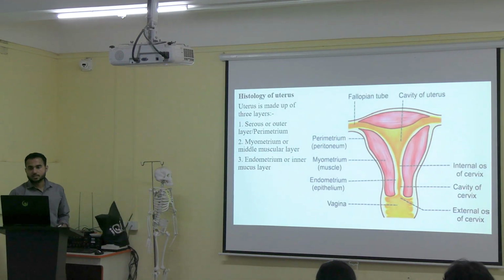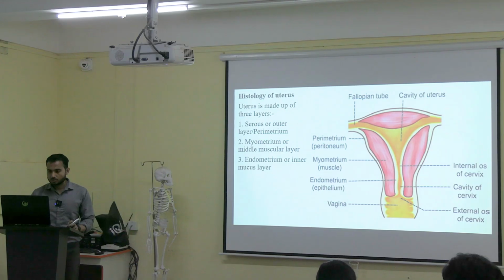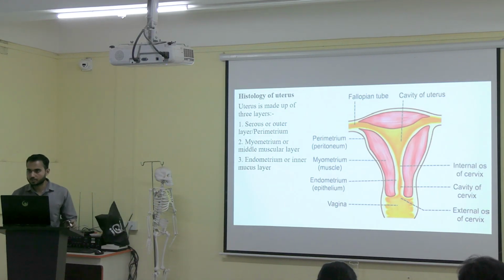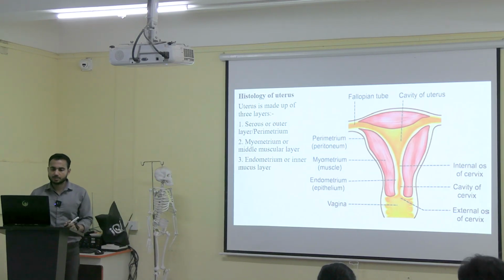Okay, next is the uterus. So what is present in the uterus, anyone? Three layers are there, already you know that. Okay, endometrium is there, then myometrium is there, and perimetrium is there. So what is present in the endometrium, what is present in the myometrium, and what is present in the perimetrium, that you have to know.